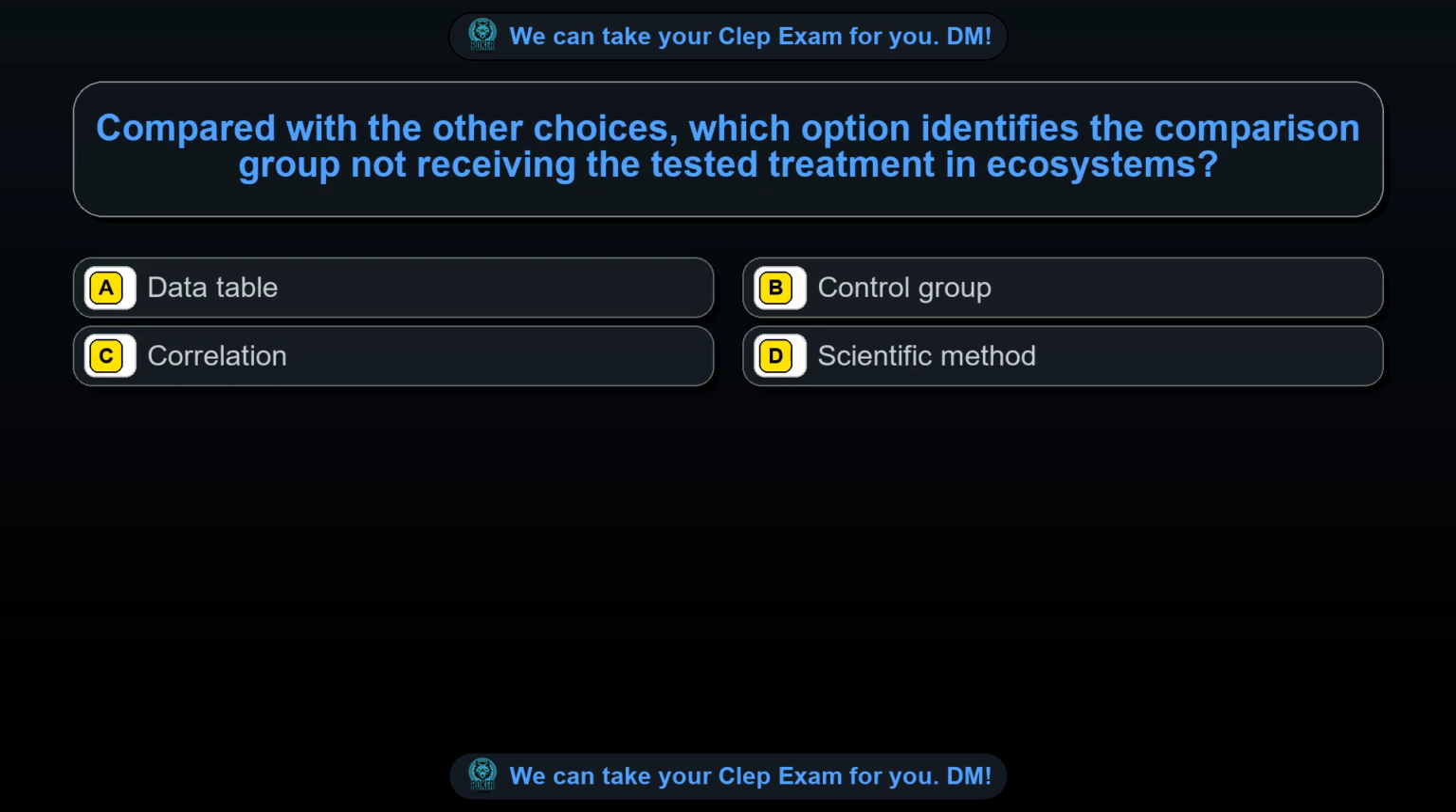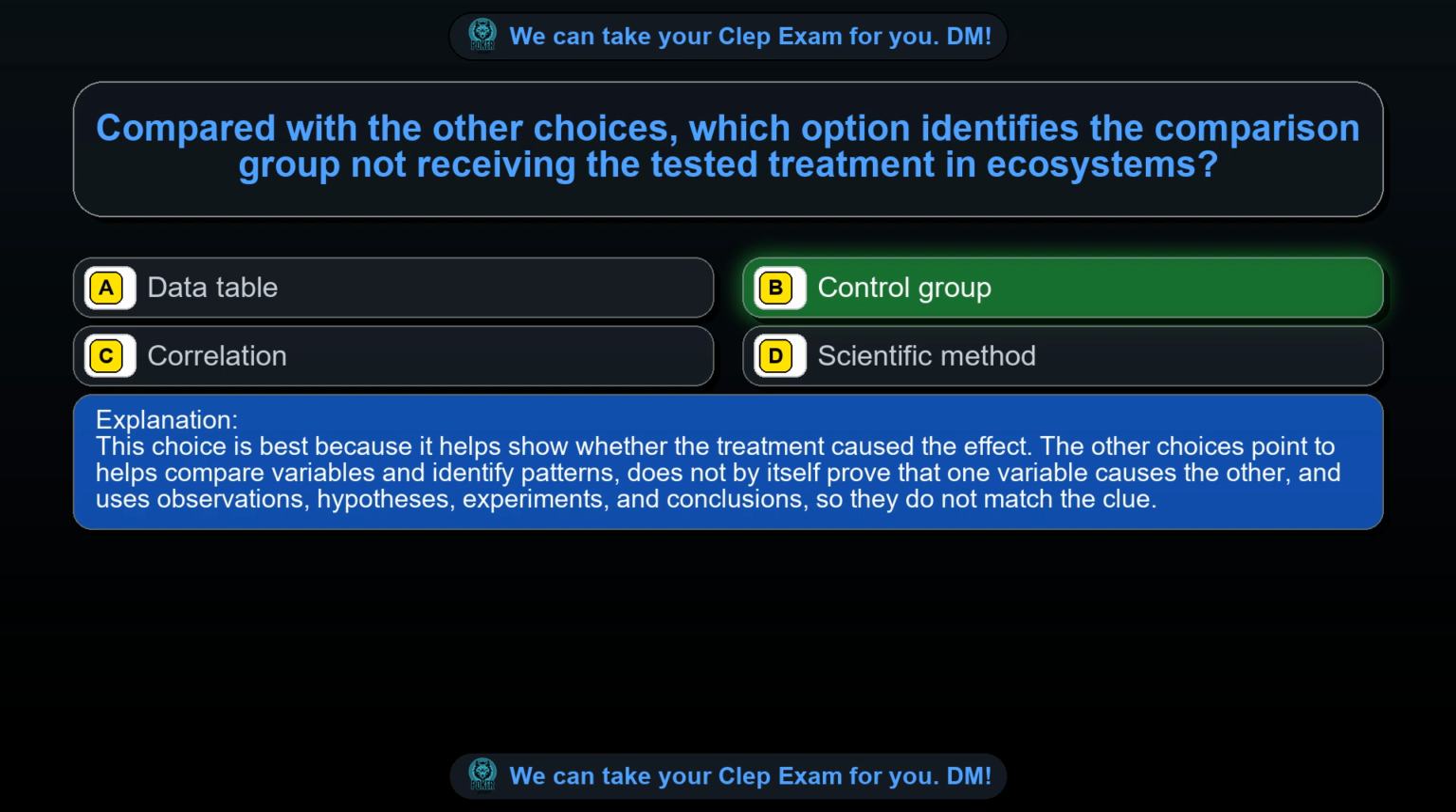Question 38. Compared with the other choices, which option identifies the comparison group not receiving the tested treatment in ecosystems? Option A, data table. Option B, control group. Option C, correlation. Option D, scientific method. The correct answer is option B, control group. This choice is best because it helps show whether the treatment caused the effect. The other choices point to helps compare variables and identify patterns, does not by itself prove that one variable causes the other, and uses observations, hypotheses, experiments, and conclusions, so they do not match the clue.